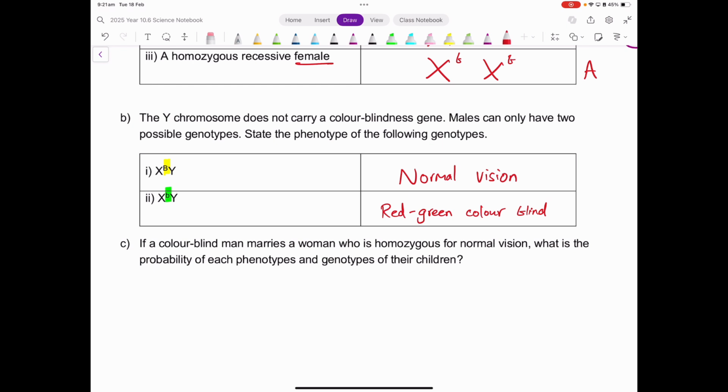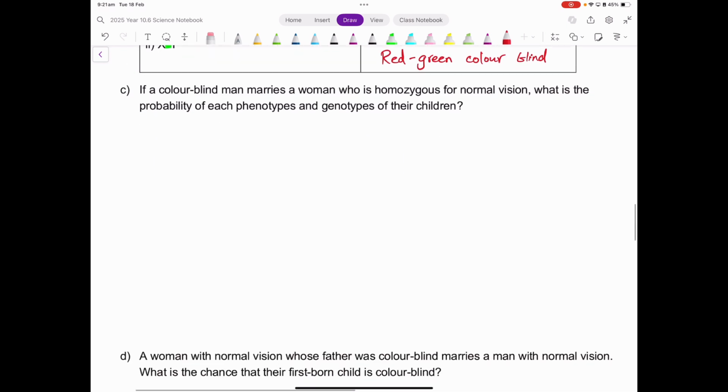All right. So, here's where we get to the fun. If a colourblind man, so I'm going to highlight this in one colour, marries a woman who is homozygous for normal vision, what is the probability of the phenotypes and genotypes? This is the same as what we were doing yesterday, everyone. So what am I going to start with here? What is the very first thing that I'm going to do? It's X little b Y times X big B, big B.